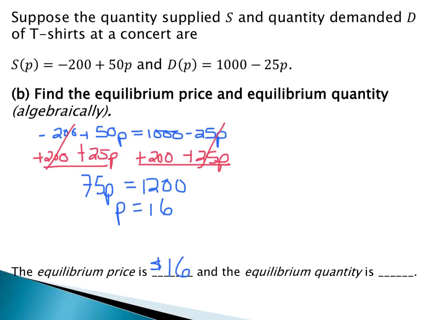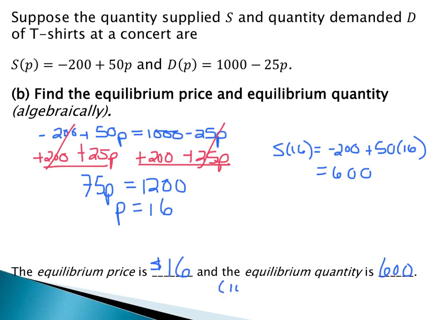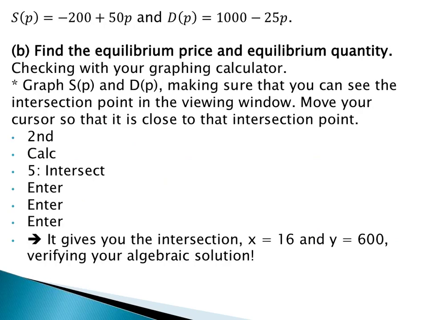We want the quantity, equilibrium quantity. To find that, we go back to either equation that we were given, and we substitute that 16 in. And when you do that, you get 600. So the equilibrium quantity is 600. That gives us the ordered pair, 16, 600. You can do this on your calculator. I'd like you to pause the video and write all these steps down so you have them in your notes.